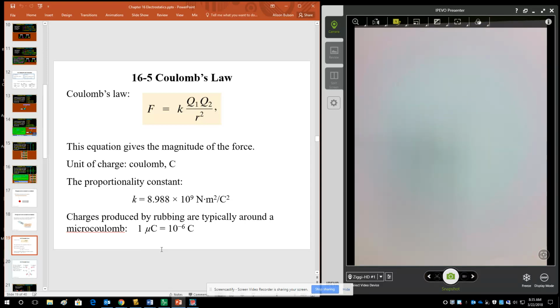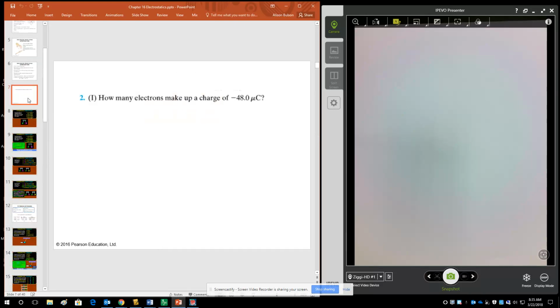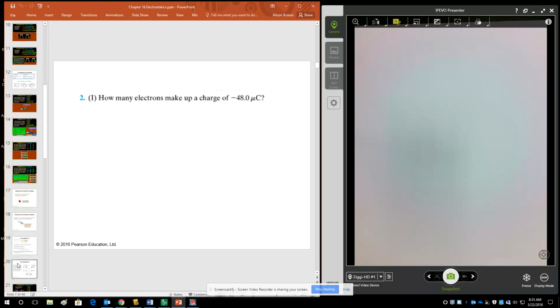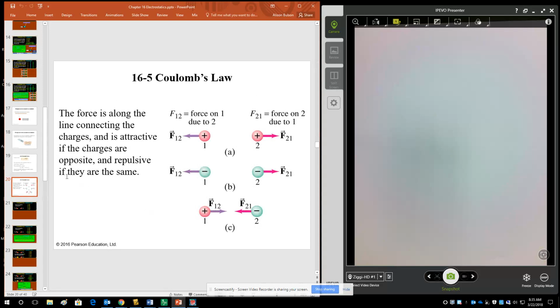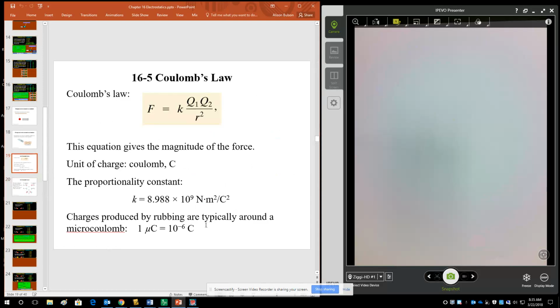The charges produced by rubbing, by a friction interaction, are typically around a single microcoulomb. So when we found in example problem number 1 that it took something like 10 to the 14th electrons to make negative 48 microcoulombs of charge, we're talking about typical charges in a situation of static charging, right? So charging by contact. What else do I want to say about this equation?